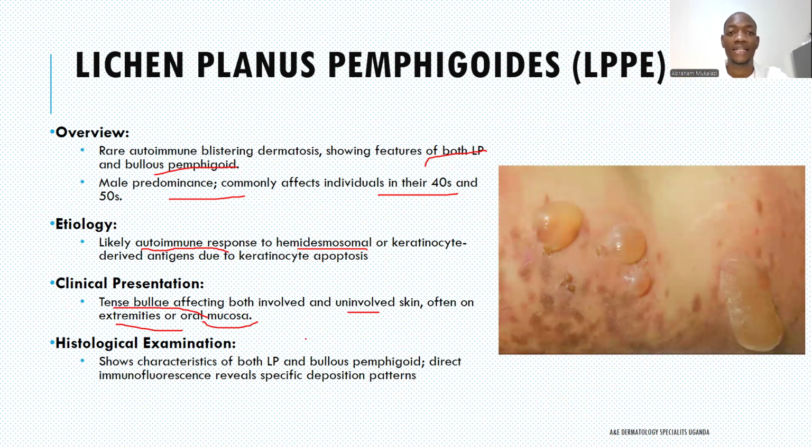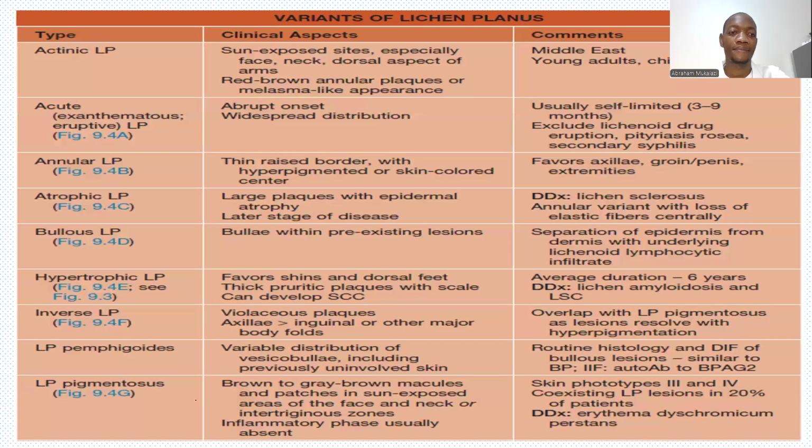So remember, in bullous lichen planus, the bulla is located within the lesion of lichen planus. But in lichen planus pemphigoides, the bullous lesion can be where you have the lesion and also on skin that does not have the lichen planus-like lesion. So that is the difference clinically. Even when you do histology in lichen planus pemphigoides, you will see features of both lichen planus and bullous pemphigoid. Even when you do direct immunofluorescence, it will give you a specific deposition pattern.